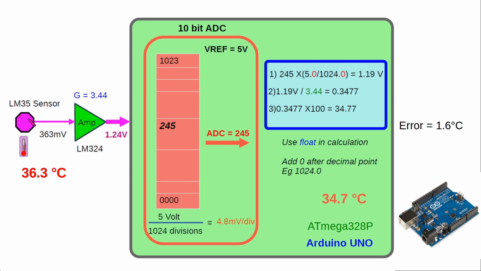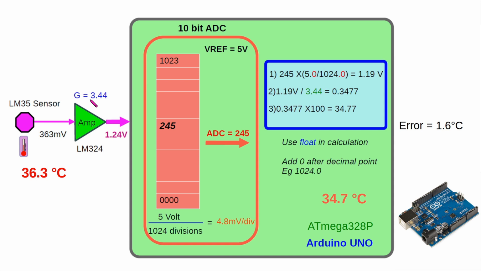Now we have the LM35 sensor here which produces the millivolt signal. Here let's say the voltage is 363 millivolt or 36.3 degrees Celsius. Now we will use an Opamp. This is a single channel Opamp right now. We'll be showing only one channel of the Opamp and the gain is 3.44.